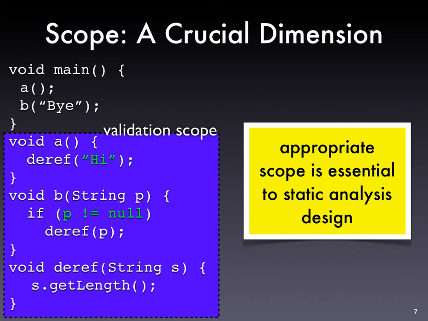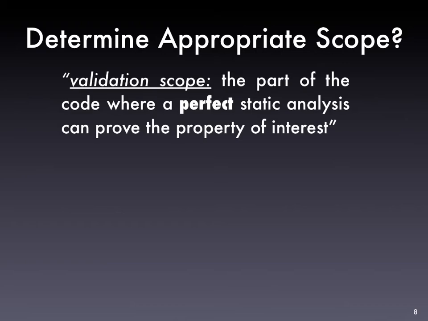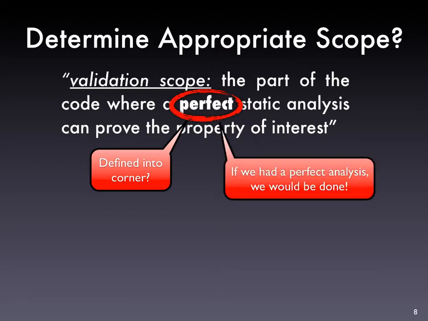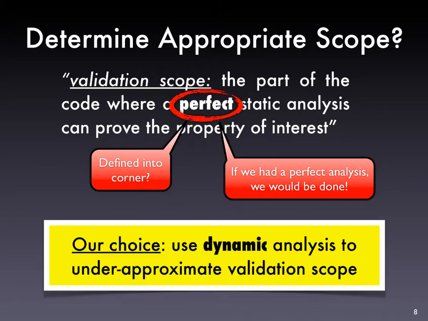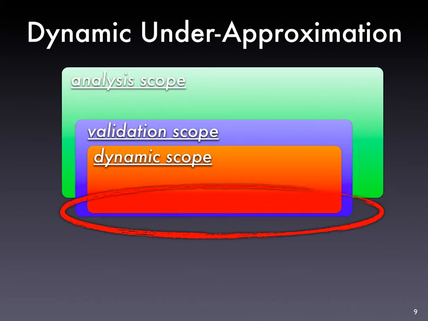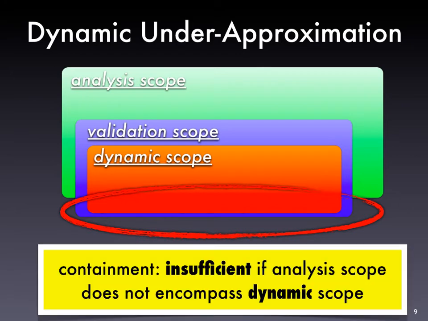So how do we pick an appropriate scope? Well, we define validation scope as the part of the code where a perfect static analysis can prove the property of interest. You might think this is a problem, that we've defined ourselves into a corner, because if we had a perfect analysis, we would be done. Of course, no one has a perfect analysis. Our choice is to use dynamic analysis to under-approximate the validation scope with what we call a dynamic scope. The key idea here is that if an analysis scope does not include any part of the required dynamic scope, then that's an indication that it doesn't include part of the validation scope and is therefore insufficient.